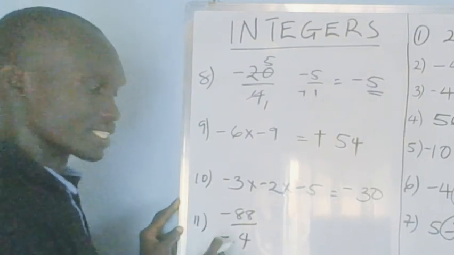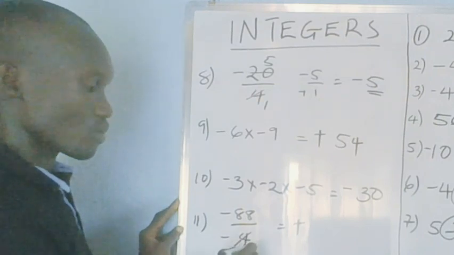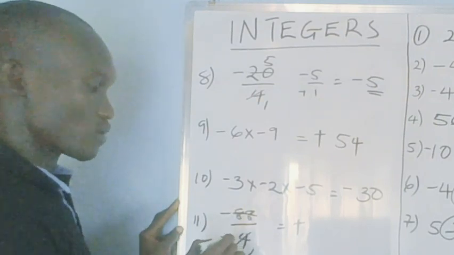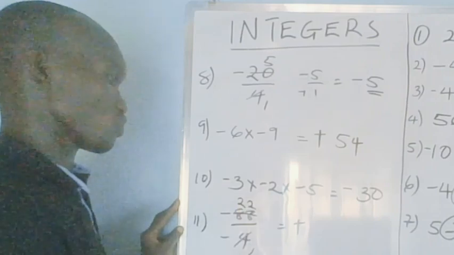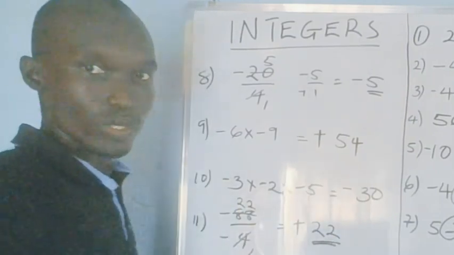Negative divided by a negative, that will be positive. 88 divided by 4, that will be 22. So our final answer here will be positive 22.